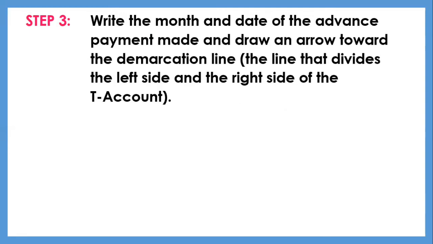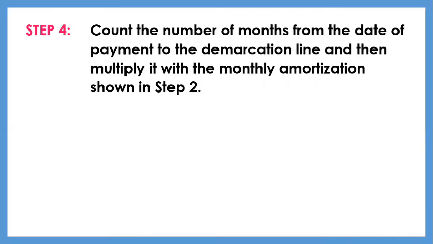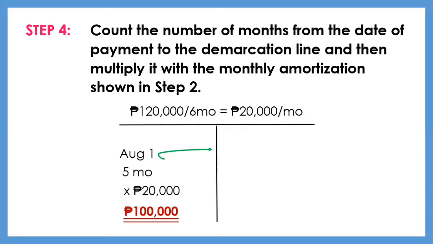And next, we need to write the amount and date of the advance payment made and draw an arrow toward the demarcation line. Again, if we say demarcation line, this is the line that divides the left side and the right side of our T account. So this is how our step number 3 looks like. And step number 4, we need to count the number of months from the date of payment to the demarcation line and then multiply it with the monthly amortization shown in step number 2. So this is how step number 4 looks like.